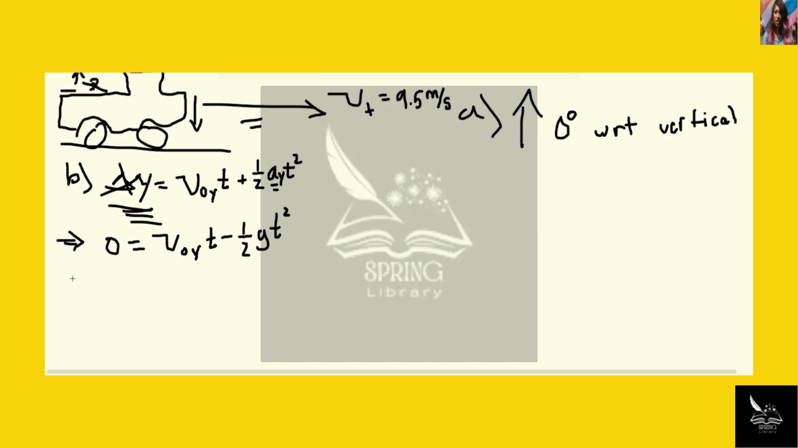We can keep solving this. If you move this to the other side, you clear the negative, and I just put this guy on this side of the equation. Then cancel out one t from both sides, and now we've got v naught y equals 1/2 g t.